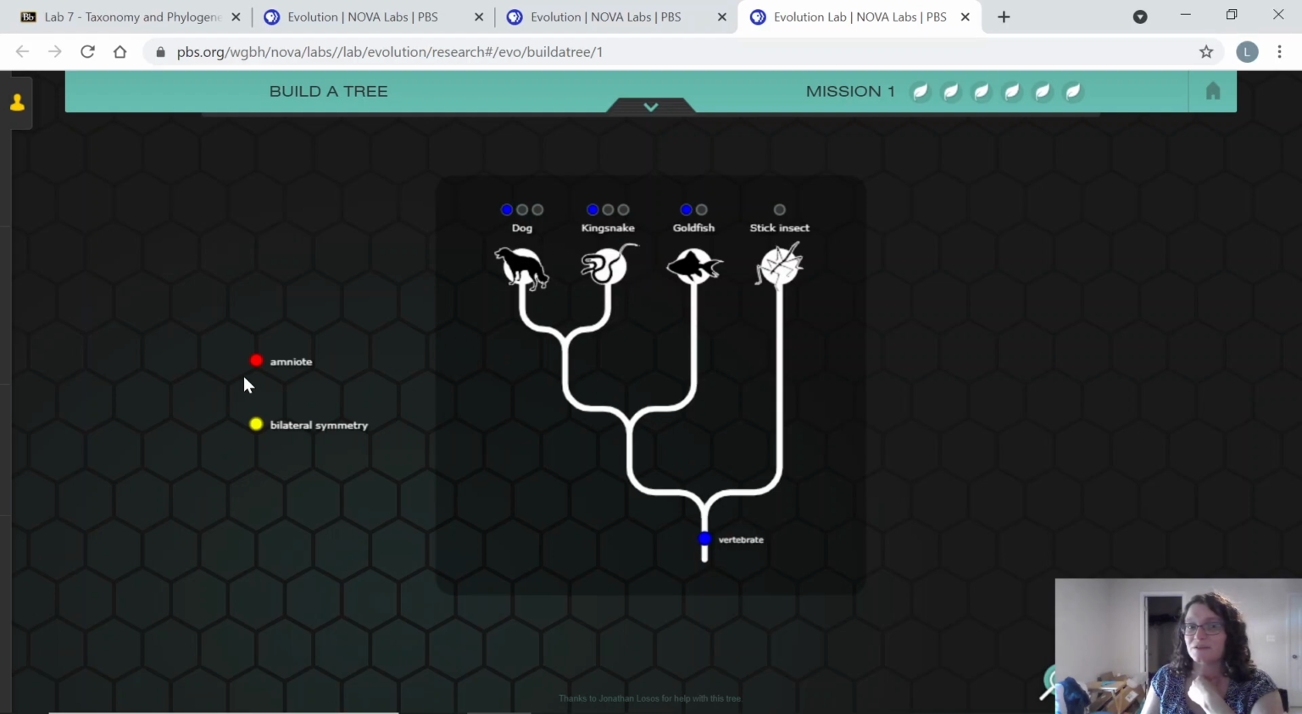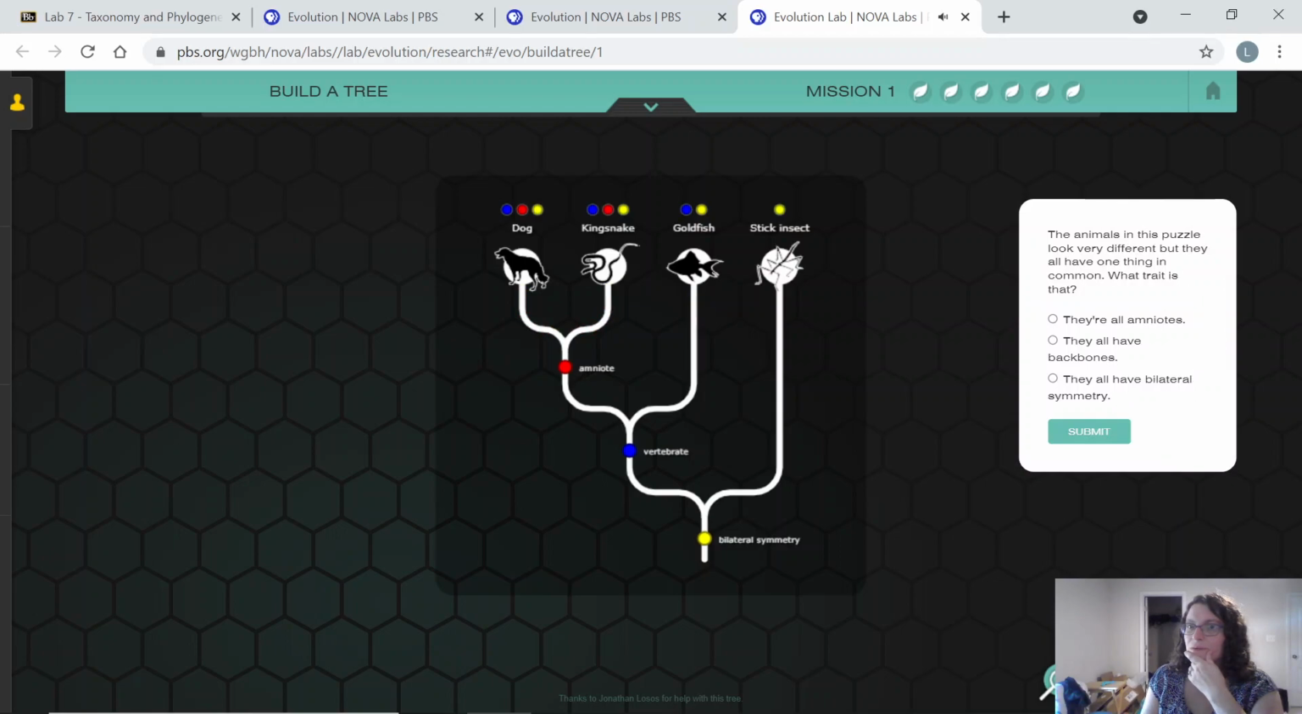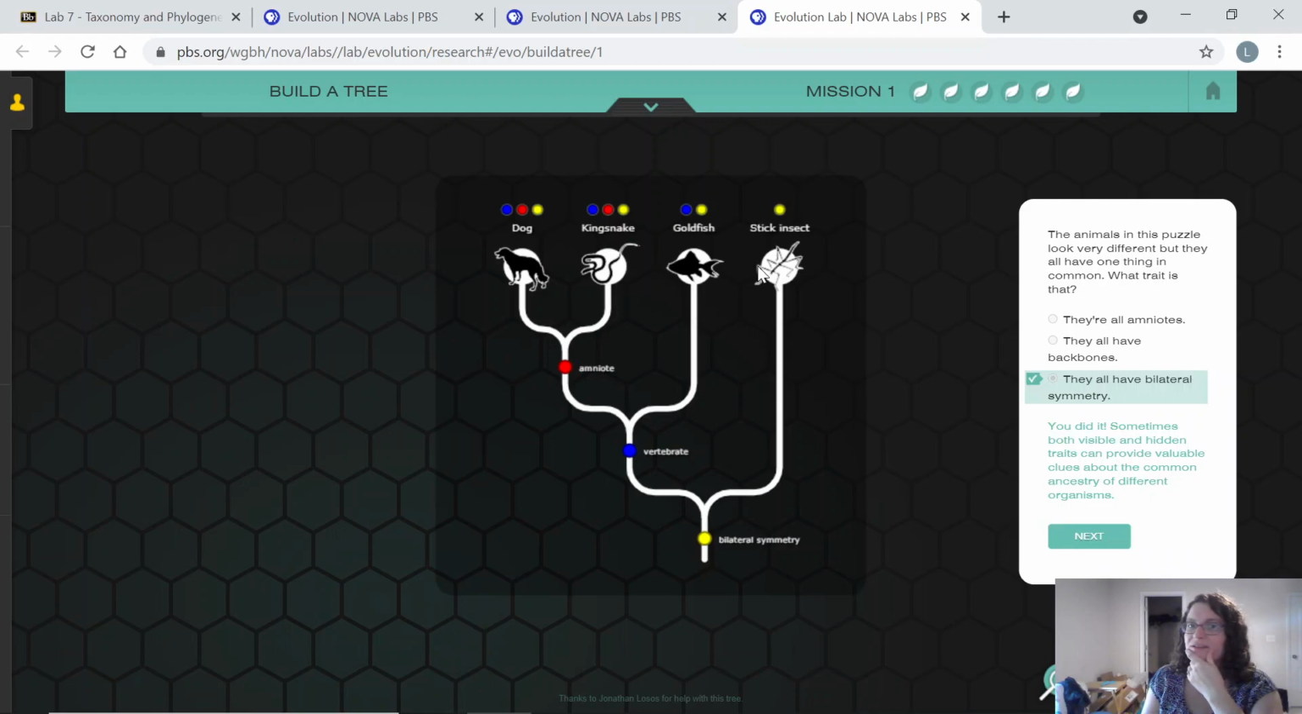Look, dogs and king snakes are more closely related because they share bilateral symmetry and being a vertebrate and being an amniote. Okay? There you go. What do they have all in common? They all have bilateral symmetry, and that's the only thing they have in common. Stick insects do not have vertebrae. Again, go through the whole thing. It's a fun game, and I think it teaches a lot and starts helping you understand how more complex trees are built as you move forward.